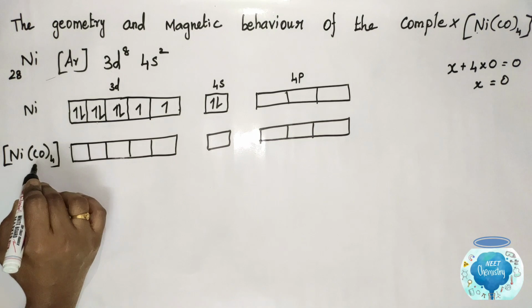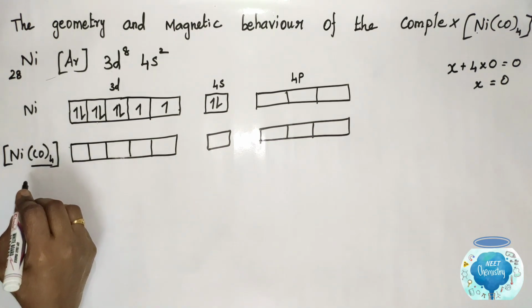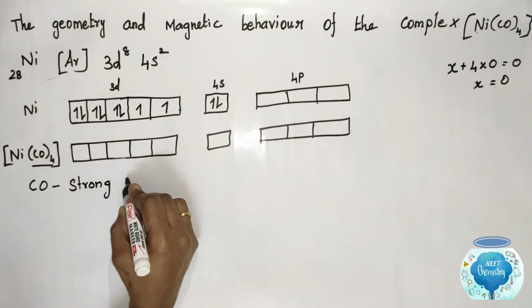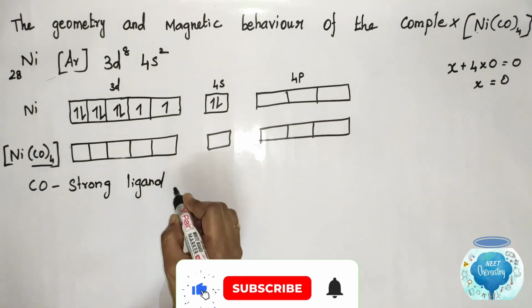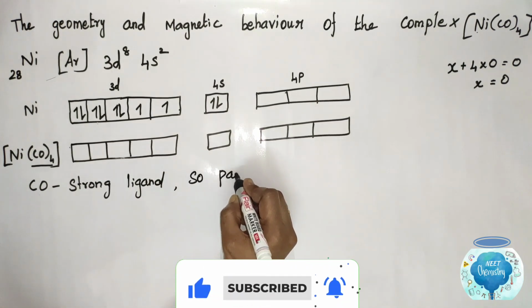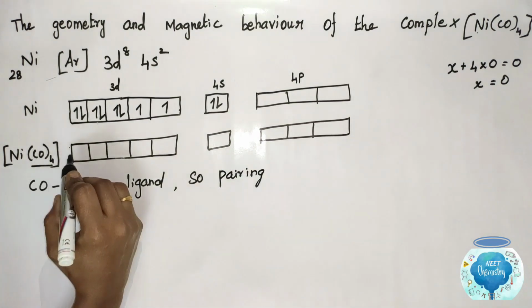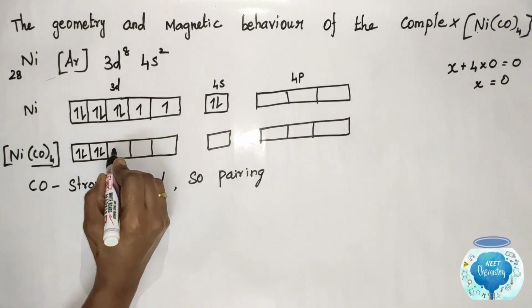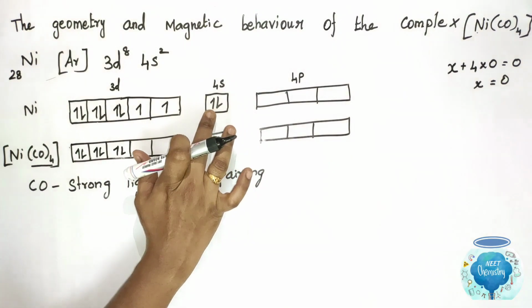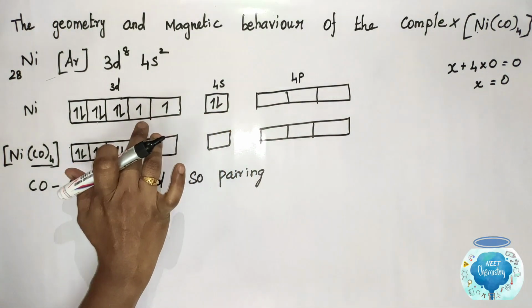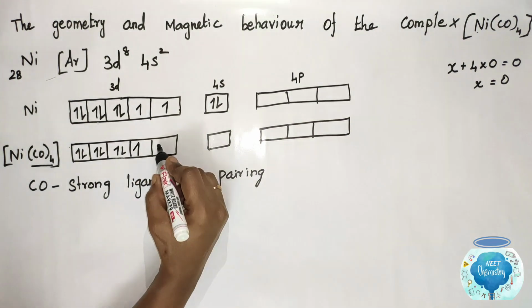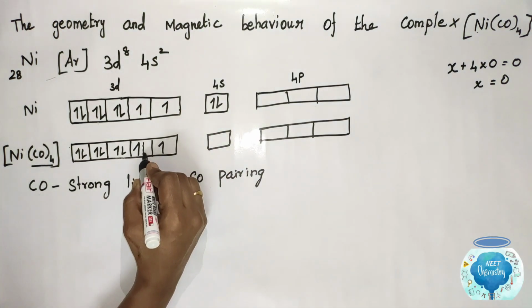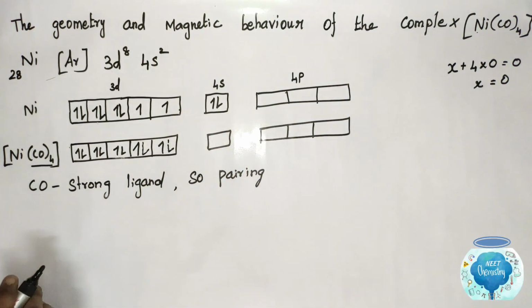This complex contains carbonyl as the ligand. Carbonyl is a strong ligand, so pairing occurs. This box contains 2 electrons, this also 2 electrons, this also 2 electrons. These 2 electrons combine with this 2 box. The already available 4s2 electrons will be mixed with these 2 boxes.